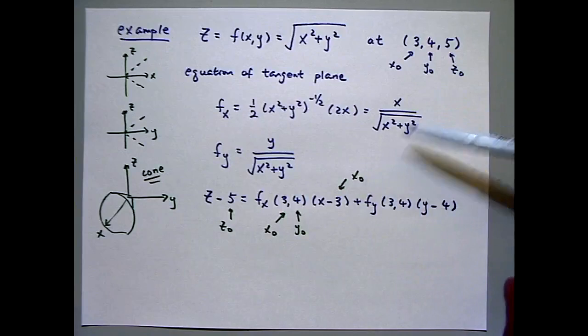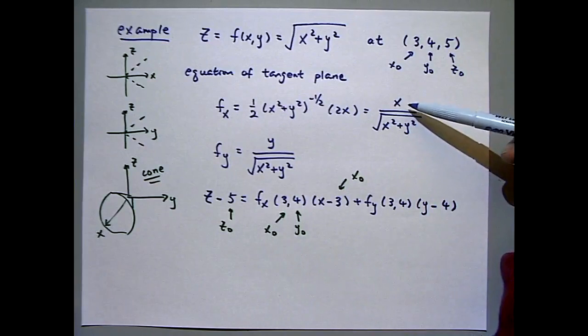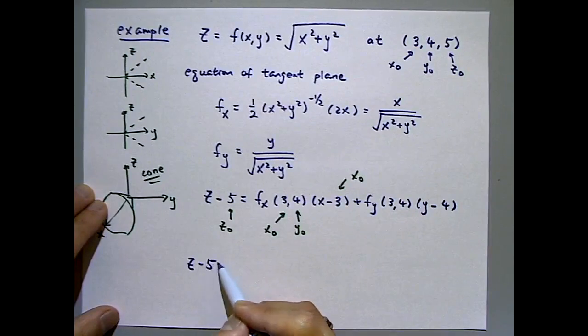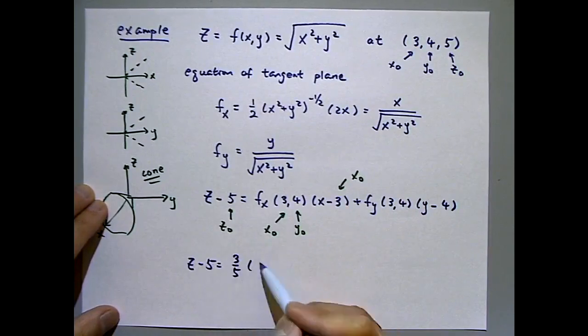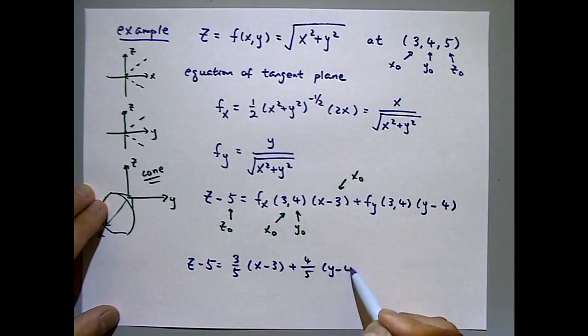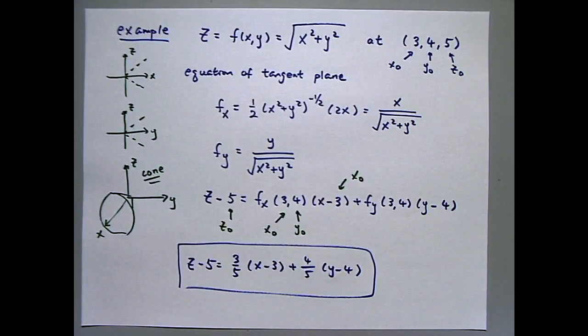And now we just need to evaluate these two functions at 3, 4. So this turns out to be, that's a 5 downstairs. That's a 3 over 5. This is a 4 over 5. And there we go. There's our equation of the tangent plane. Make sense? Questions?